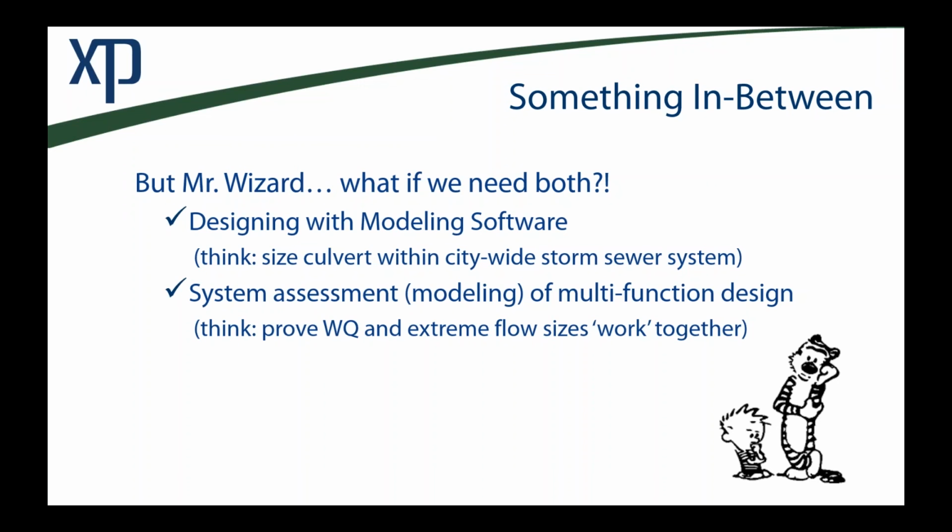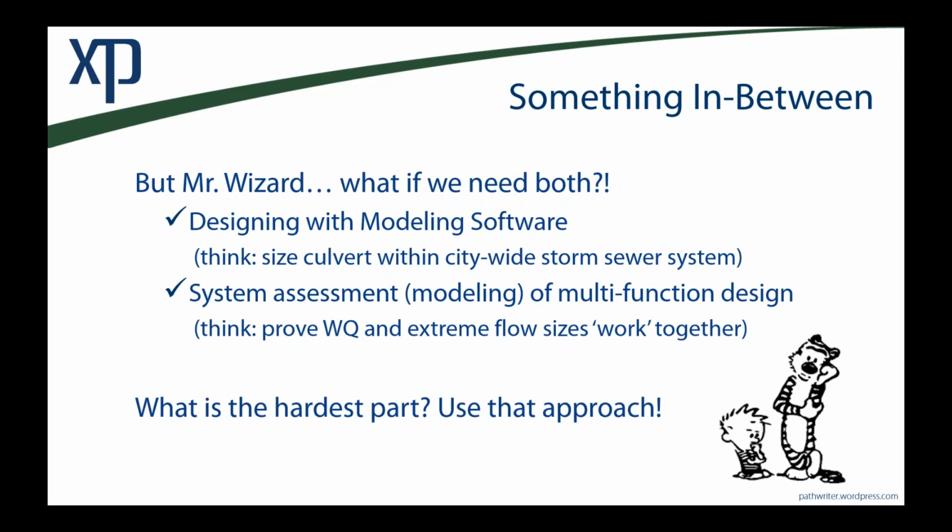We have these green systems or distributed drainage. So we need to really design and prove a whole range of different items. We need to prove that our water quality system works, that it works with our larger protection events, and that they also together as a whole system will behave accordingly, or as expected.